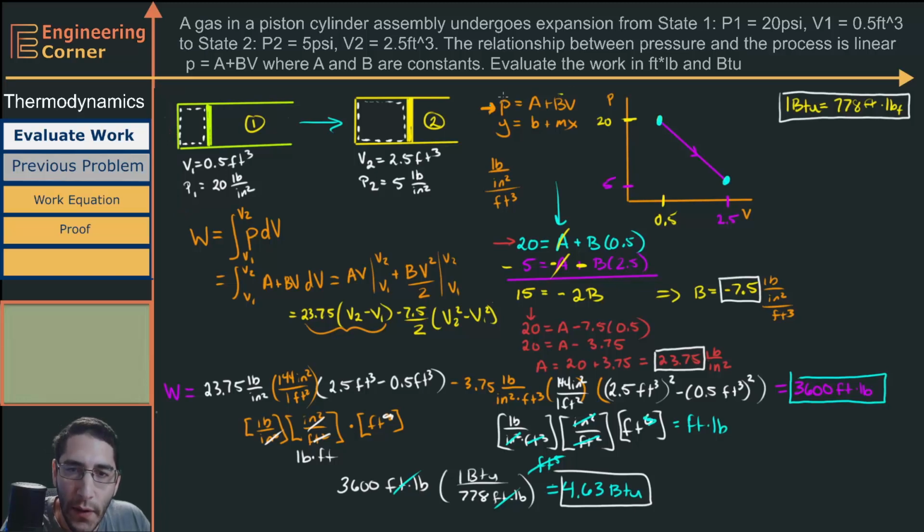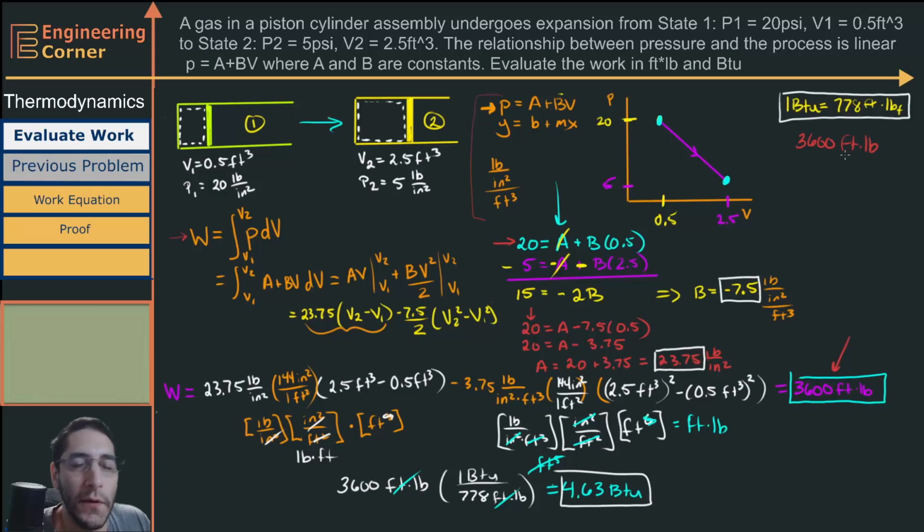Then we went through our linear equation and found what the coefficient A is and what the coefficient B is. Then we went to our equation for work, and we were able to solve and get a numerical number for what the work was. And that number, I'm just going to write right here, is 3,600 foot-pounds.